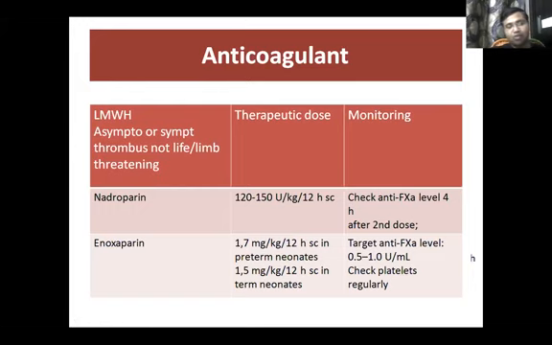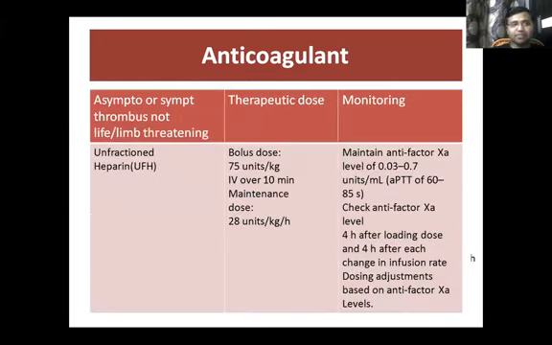Subcutaneously we can give low molecular weight heparin in BD doses, with no association with HIT, heparin-induced thrombocytopenia. The dose in preterm is higher, 1.7, and in term it is 1.5. Always do baseline investigations, CBC, PT, aPTT, and anti-factor Xa activity level 4 hours after the dose, and again after the second dose, and regularly monitor the platelets.